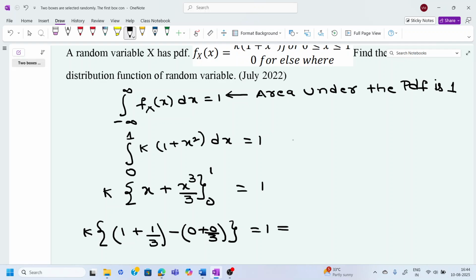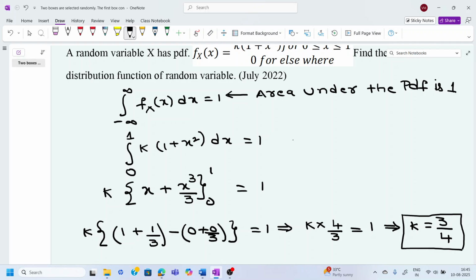If we simplify and take the LCM, (3 plus 1) by 3, so it is k into 4 by 3 is equal to 1. So from this, the constant value that we have to find out is k equal to 3 by 4. K is equal to 3 by 4. So this is the first part of this problem.